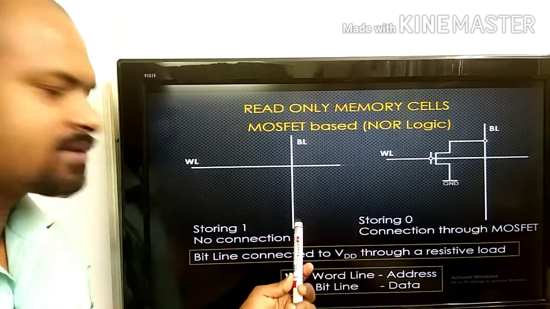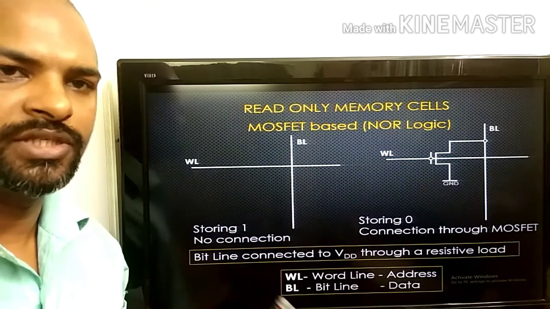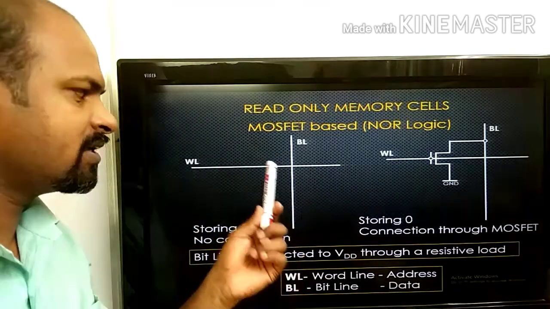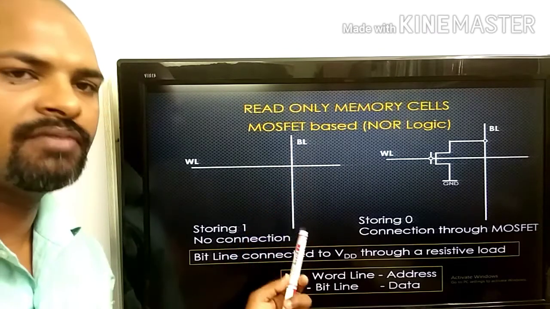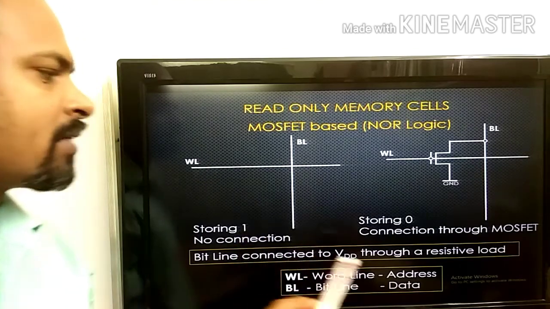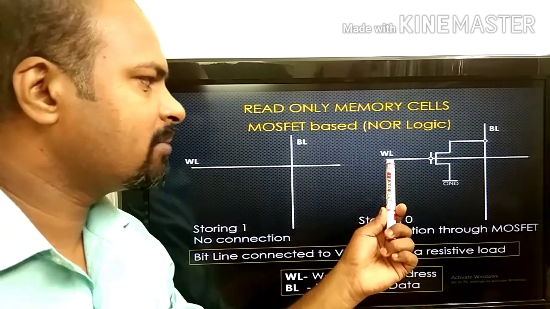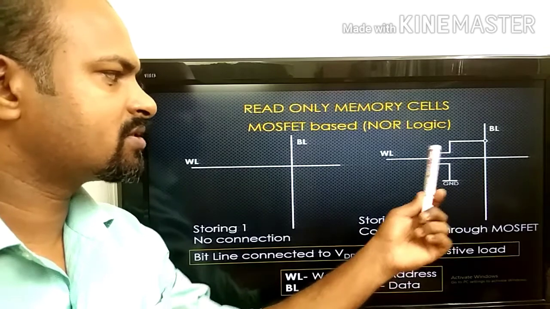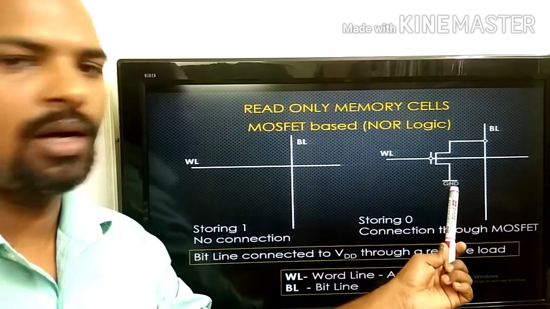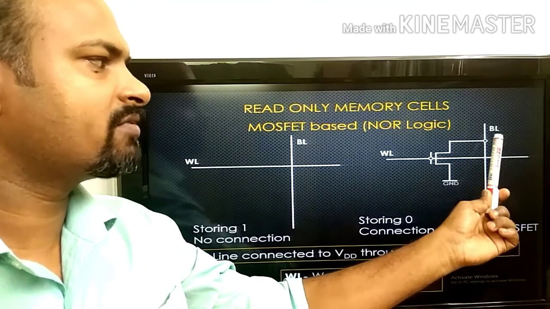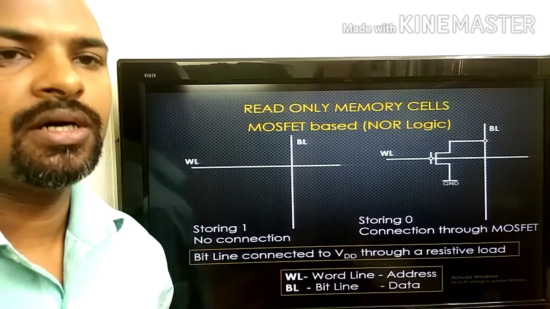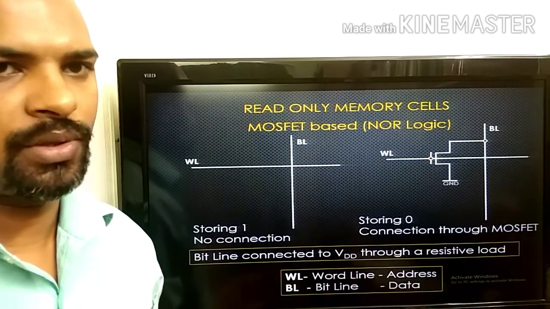This BL is by default in logic 1 state, and when we enable WL, if there is no connection between BL and WL, this BL will stay in logic 1 state. So a 1 will be stored there. For storing 0, when we enable this WL, it will turn on this transistor, and this transistor will connect this BL to the ground. So the logic 1 stored here will be pulled down to 0 through this transistor, and that's how it will show a logic 0 at the output.